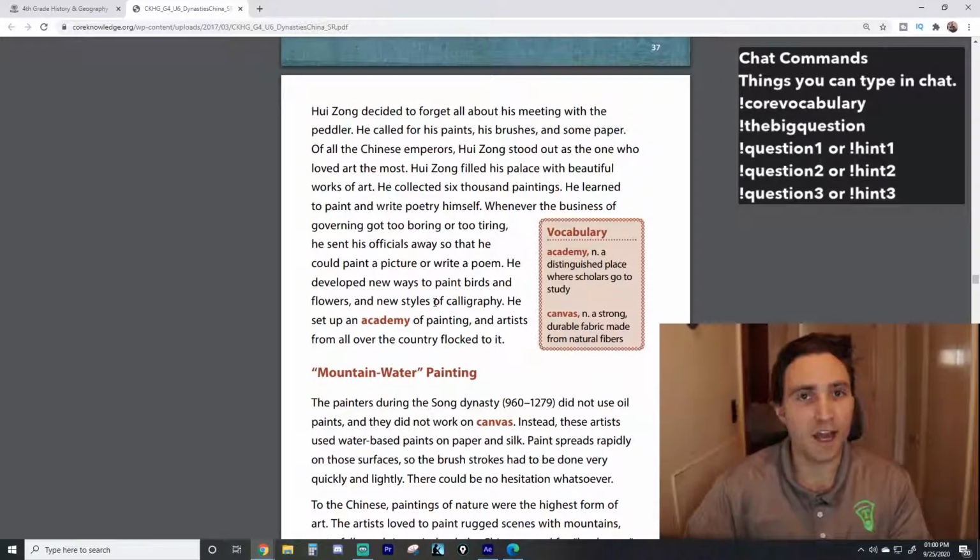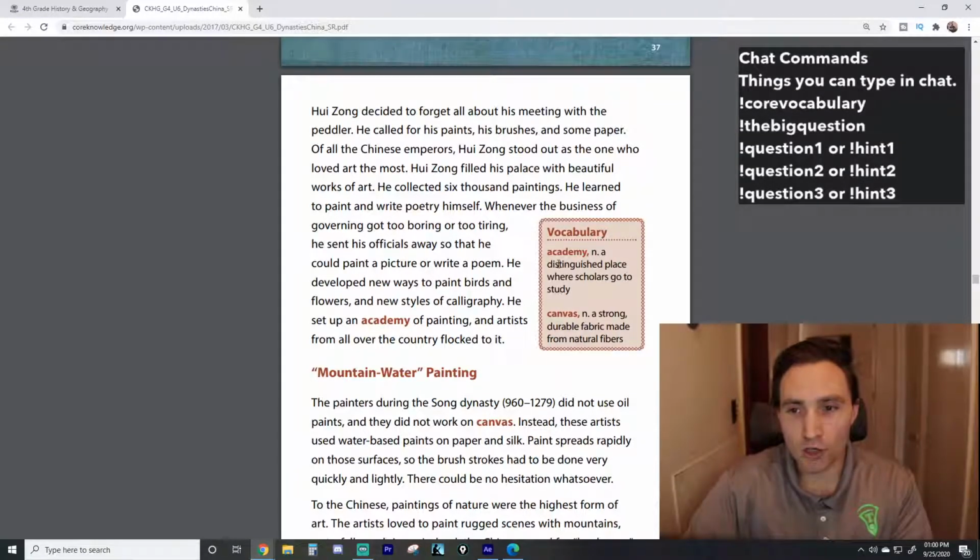And again, it's not required, but it will help you learn and it will help me know that you're learning and paying attention if you can use one of these core vocabulary words in a sentence. All right, so as we learn these core vocabulary words, pick out one and write it in a sentence and put it in the chat. So our next core vocabulary word is academy, a distinguished place where scholars go to study.